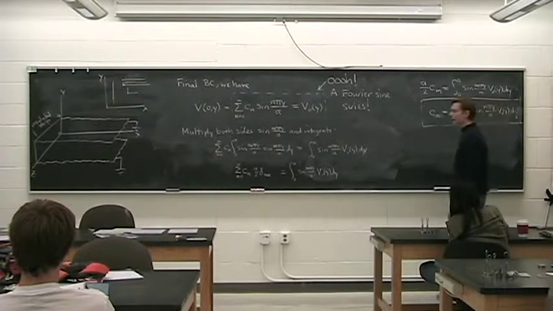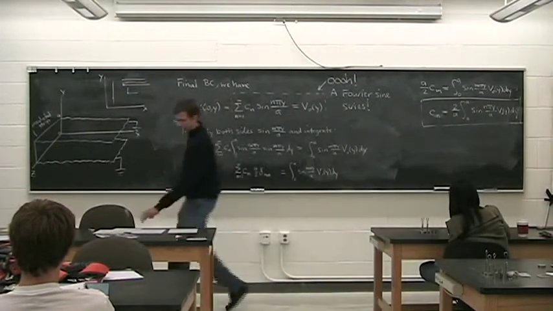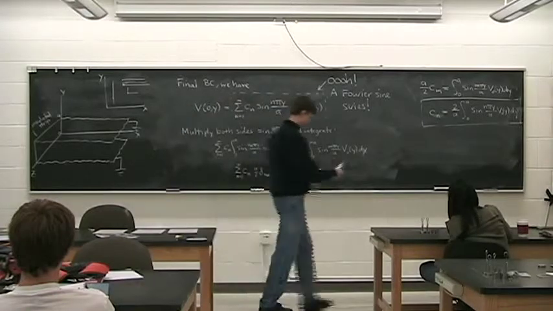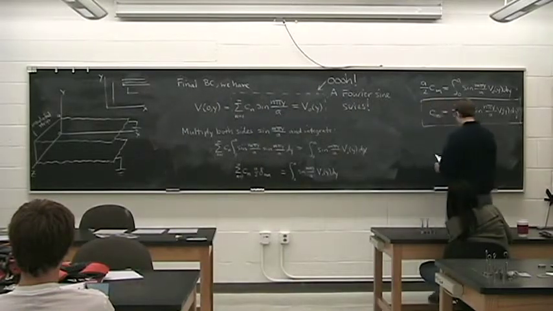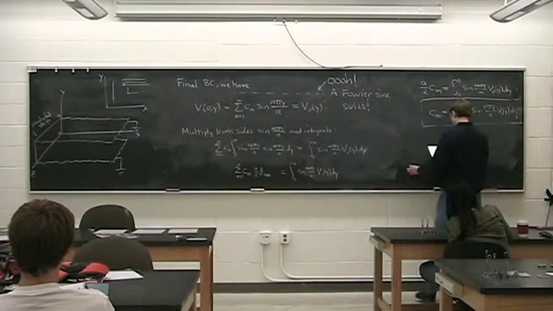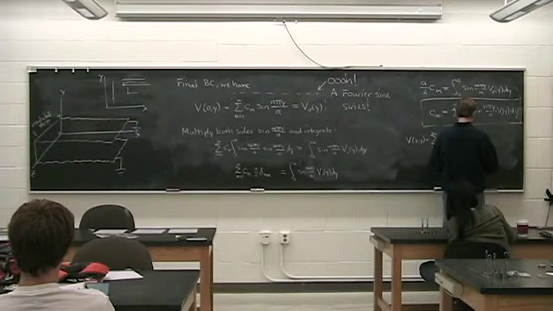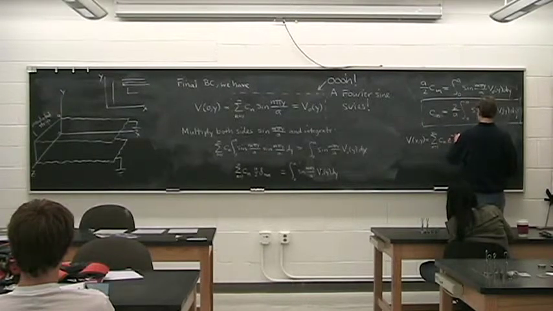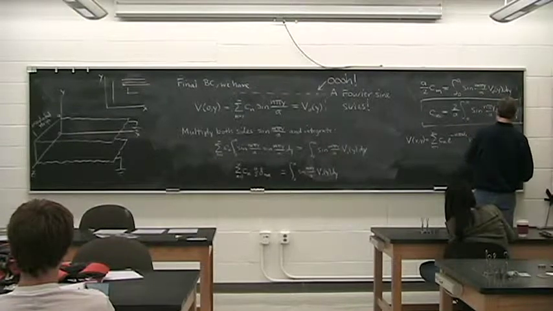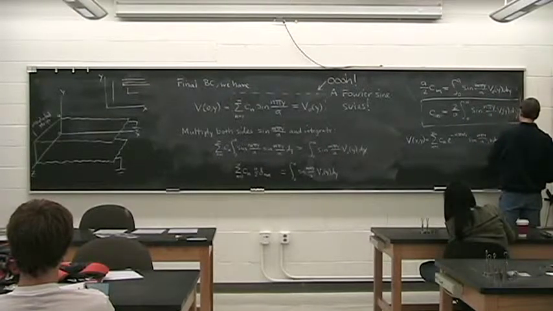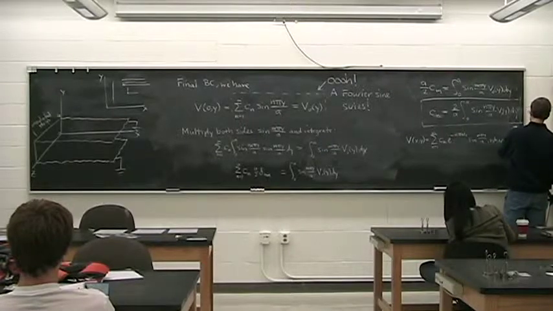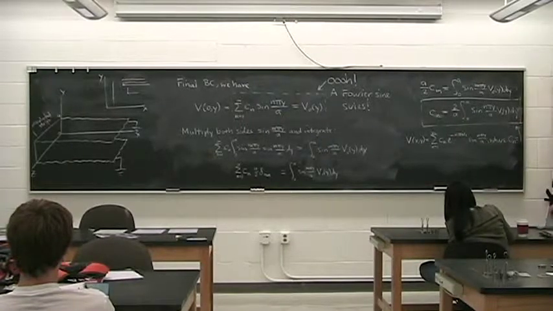So the solution to the problem, you can write the general solution as g of x, y is that summation, n equals 1 to infinity, of C_n e to the minus n pi x over a sine n pi y over a, where C_n equals that. That's the general solution.